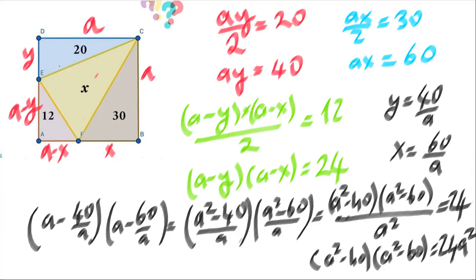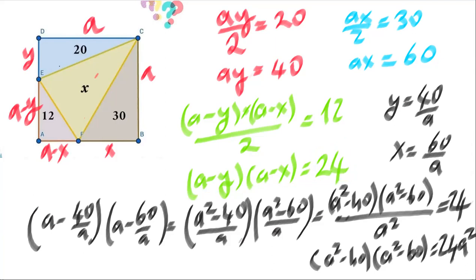And what is common for these two equations is A is common, see? So we can write X and Y in terms of A. So from here, Y equals 40 over A. And from here, X equals 60 over A. Now we have a final equation from this triangle. So area of this triangle is (A minus Y) times (A minus X) divided by 2, which equals 12. So if we multiply by 2, it's 24. So now we have this equation.